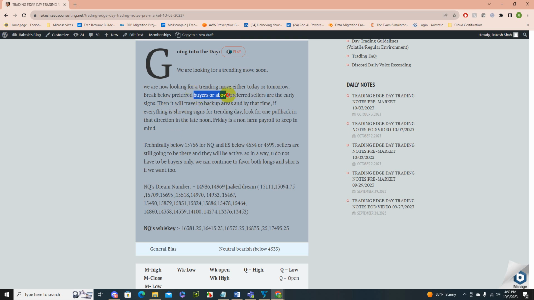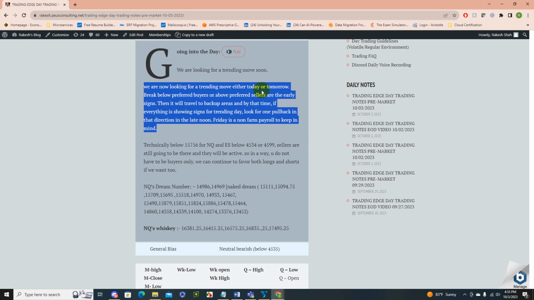If price does that, it will travel to the backup areas, and once it hits, if there is enough time left and by that time you see more signs of a trending day, then you can look for the max target. That is what it is. And if it did not reach the max target and there are still 3 hours or 2 hours left, you can look for one pullback in the direction of the trend to take that trade, targeting that max level. So all the guidelines are right here in these 6 lines on how to trade the trend day.